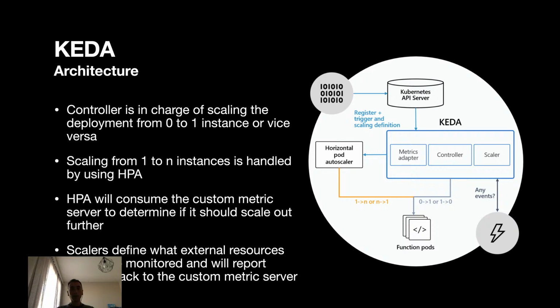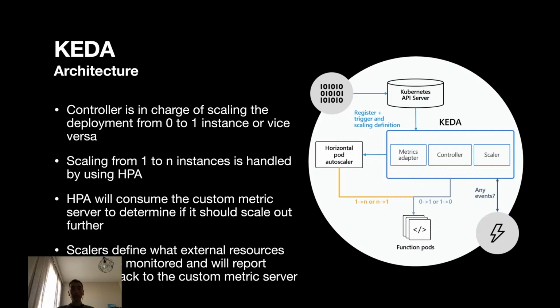Let's take a look at the architecture. It consists of three main components: the scaler, the controller, and the metrics adapter, or metrics server. The controller is in charge of scaling the deployment from 0 to 1 and vice versa. The scaling from 1 to n instances is handled by the HPA. When the controller scales from 0 to 1, it will create the HPA for you, and then the rest of the scaling happens by the HPA. In the same way, if it goes down, the HPA will scale it towards 1, then the HPA is removed and it scales down to 0.